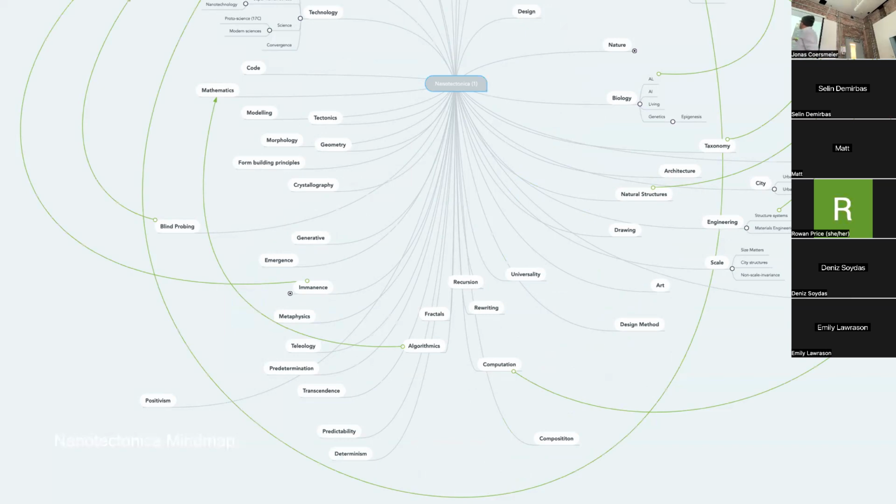So you'll see here, we're zooming into different areas of this. There's an area here that is leaning towards engineering and material science and the discussion of the city and infrastructure. We have an area here that perhaps is closer to the mathematical dimension of the discussion.